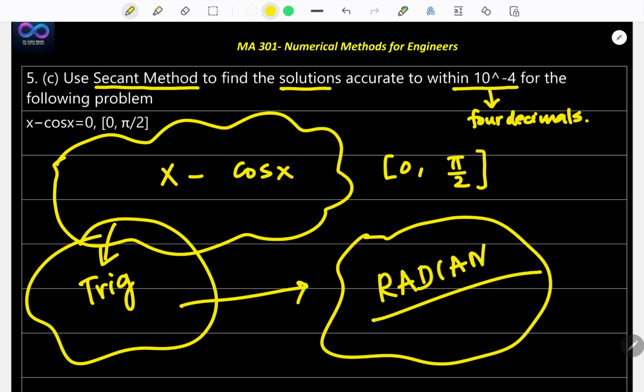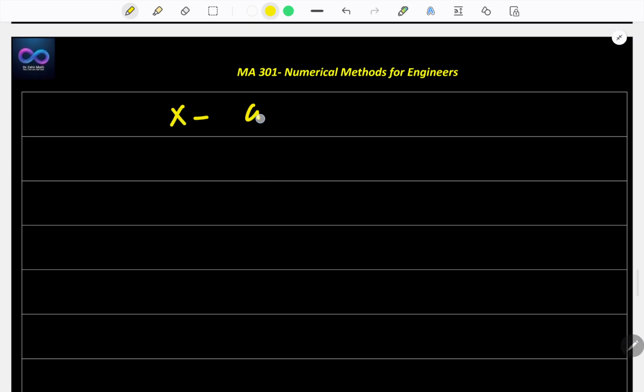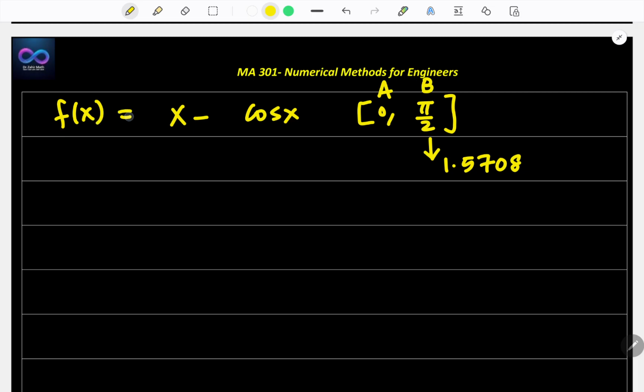When there is a function related to sine, cosine, tan, cosecant, secant, cot and e power functions, try to use radian mode. Then only you will get correct answer. Understand? Right. So let's start this question. The question is x minus cosine x in the interval 0, pi by 2, right? Just get the value of pi by 2 in decimal, which is 1.5708. So this is your A and this is your B value. And this is your f of x, right?